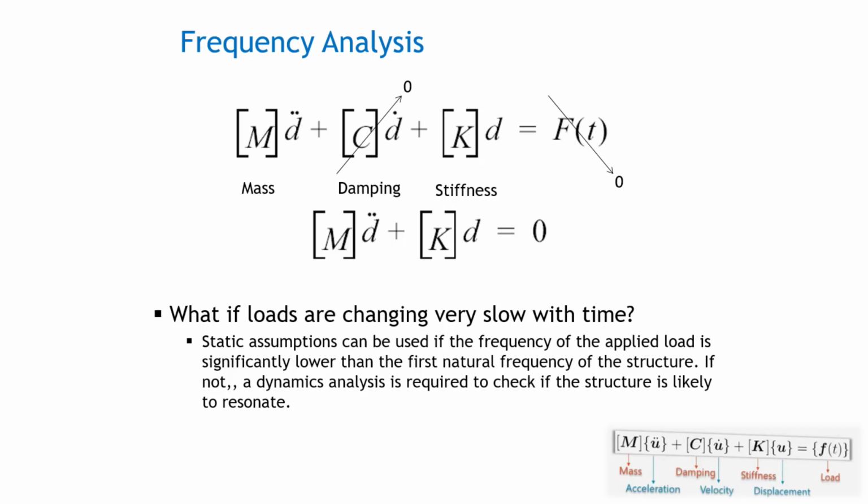When it comes to frequency analysis, this is the total formula. To consider the frequency analysis, we're going to eliminate the damping and the force. The final formula is mass into acceleration plus stiffness into displacement equals zero. The complete equation has mass, damping and stiffness, which is equal to force.